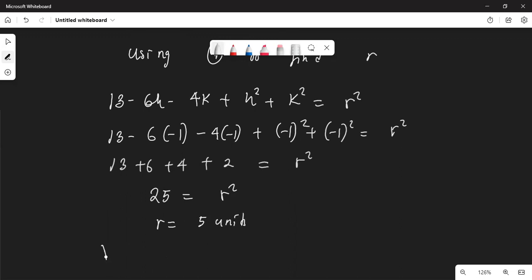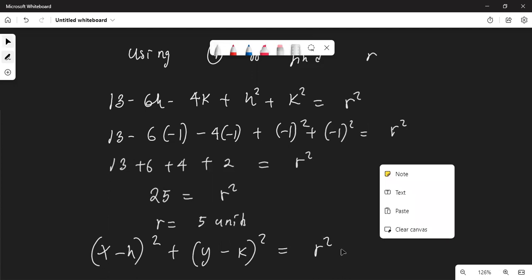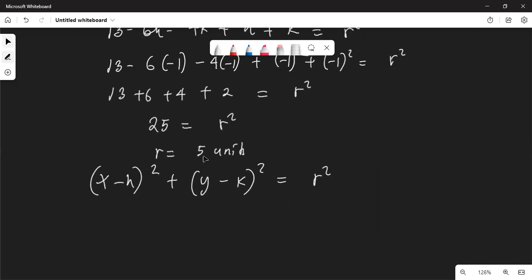Now we can find the equation of the circle. x minus h squared plus y minus k squared equal to r squared. Therefore, substituting the values that we have, our h is negative 1, so we go down to minus negative 1, or x plus 1 squared, plus y plus 1 as well, squared, equal to r squared, which is simply 25. So this is the equation of the circle.